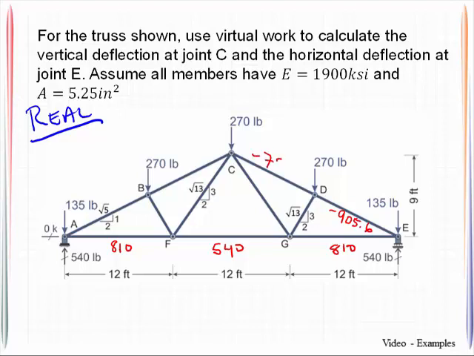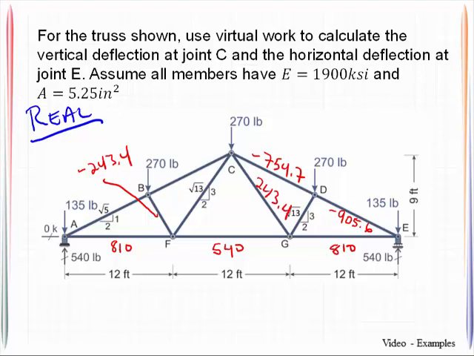Negative 754.7 and 243.4. Remember, BF and DG has a force of negative 243.4. So you'll notice some of those are in tension, some of those are in compression. Once again, symmetry was used, so I'm not going to label every one of the members here, but what we've labeled will suffice.